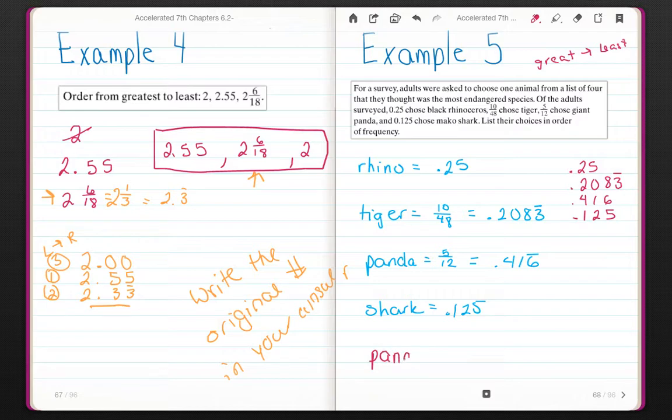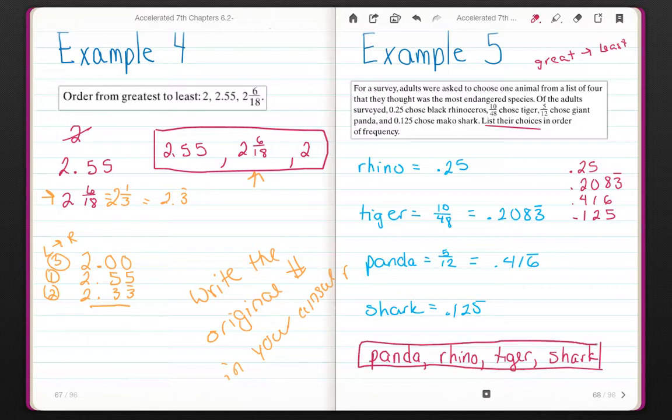Now my answer is not going to be the decimals in order. It's going to be the name of the animal, or when it says list their choices, their choice is not a decimal. The choice is a rhino, a tiger, a panda, or a shark. So first it was the panda. Then I have my 2's in the tenths place. My hundredths place I have a 5 or a 0. Well, the 5 is bigger. So then we have the rhino. And then after that, the tiger. And we're going to follow that up with the smallest, with the shark. So this is the answer.